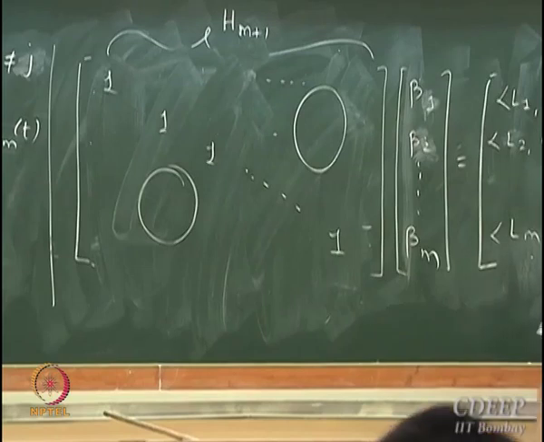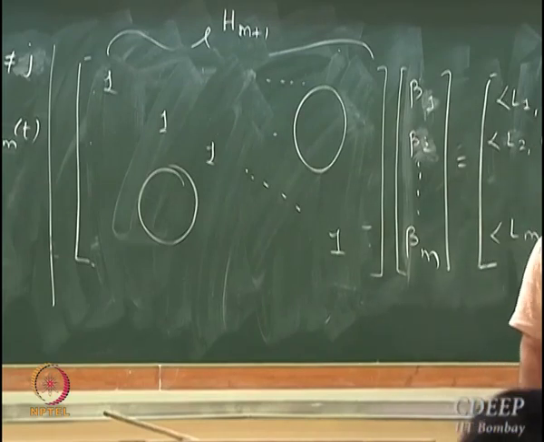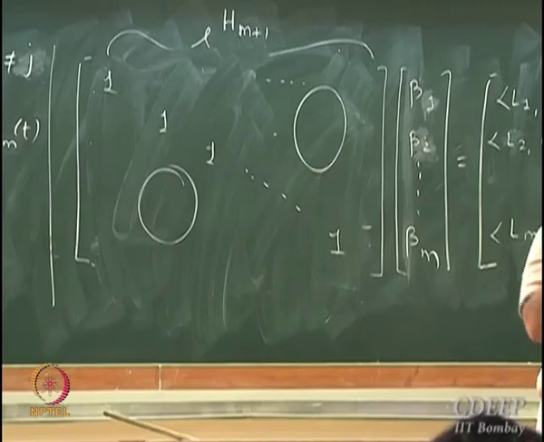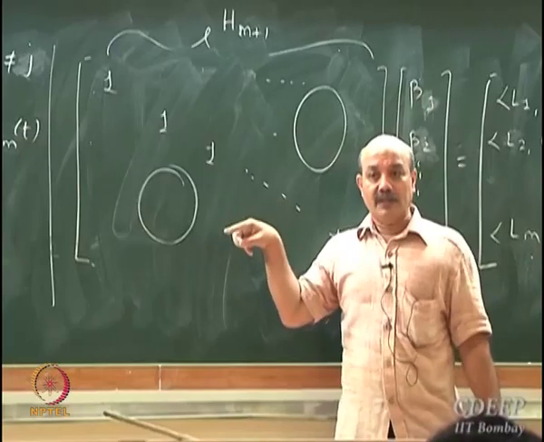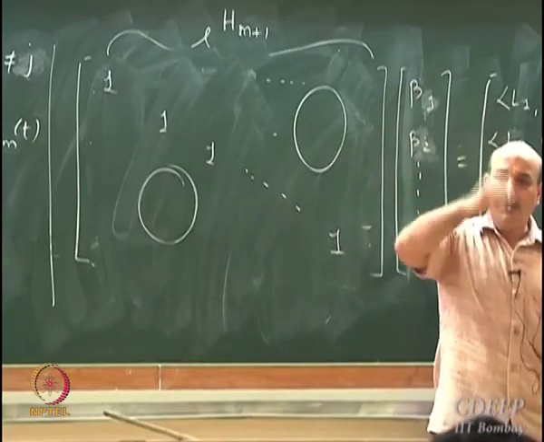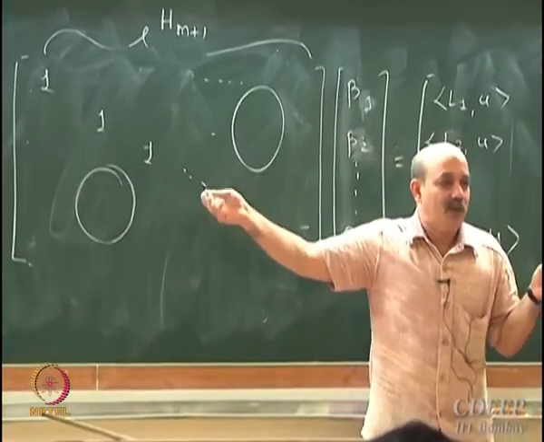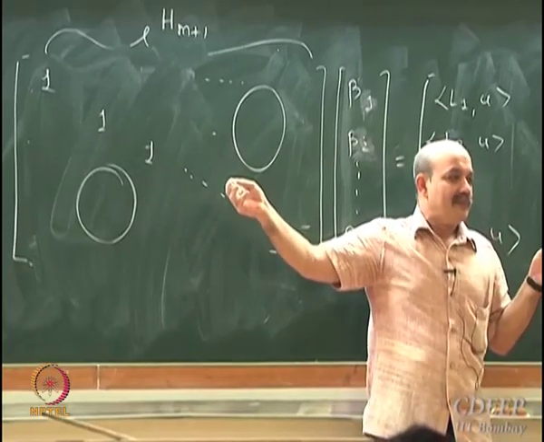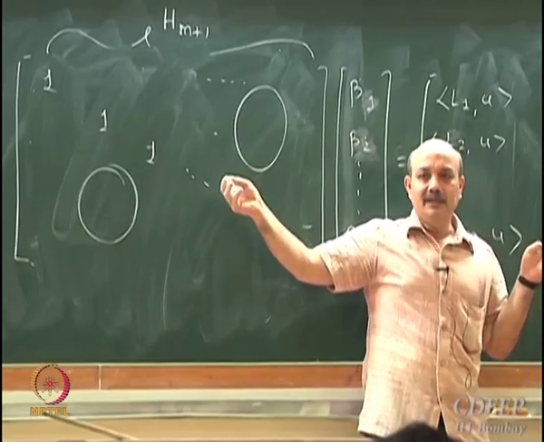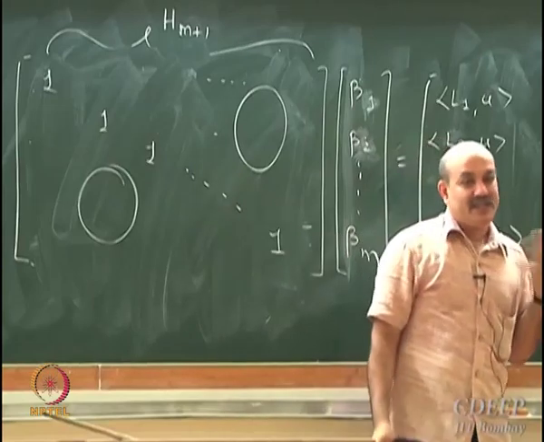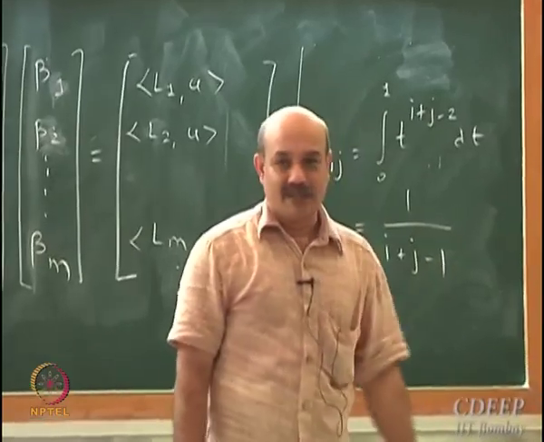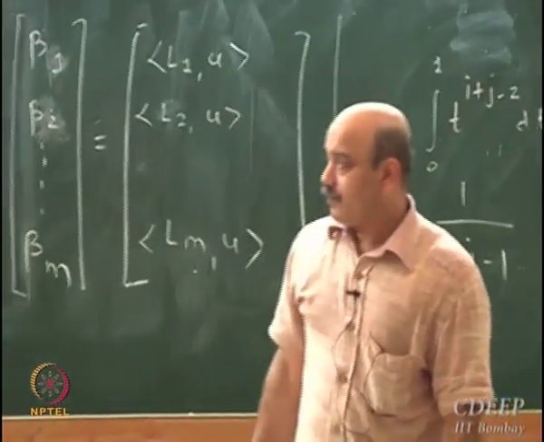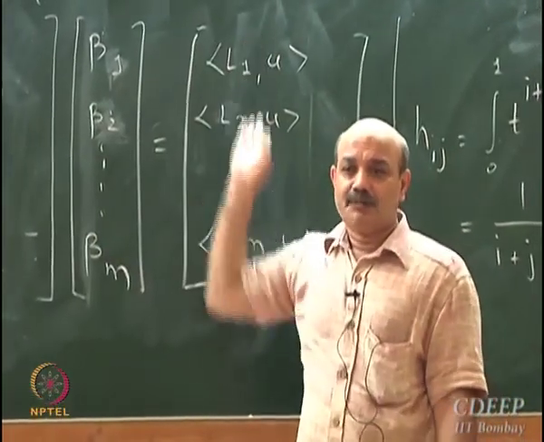So if I want to develop a high order polynomial approximation, it is easier to go through the route of orthonormal polynomials than to use the raw 1, t, t square, t cube, t to the power 5, and so on. Is it clear? Why are we obsessed with orthogonality? Why do we want orthogonality so much in every application? That is because of this nice property.